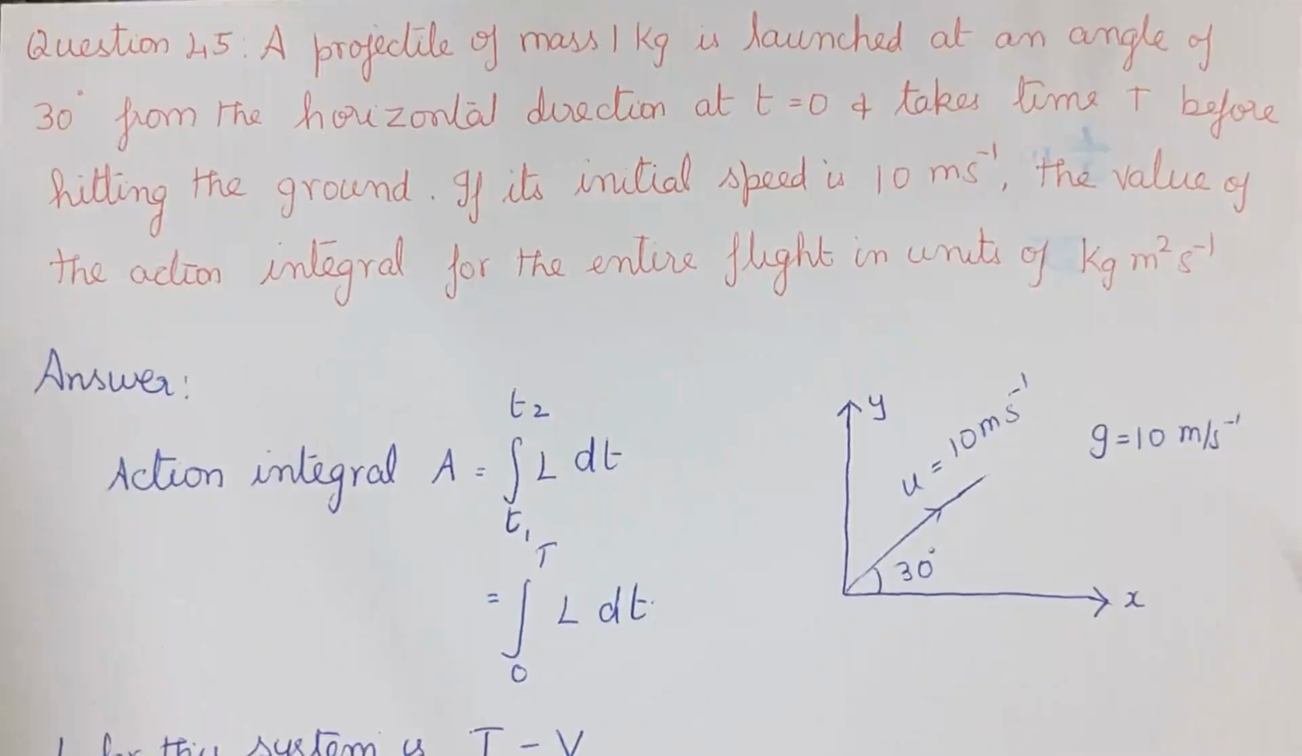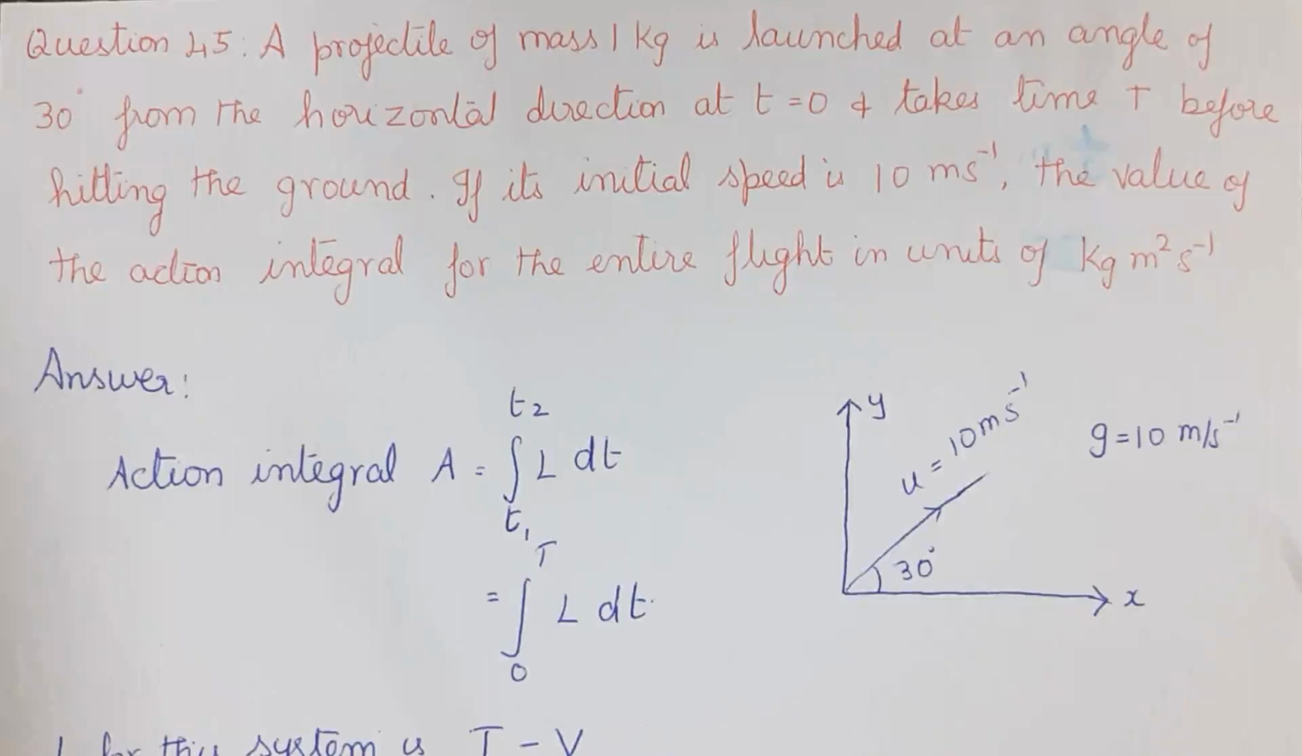A projectile of mass m1 kg is launched at an angle of 30 degrees from the horizontal direction at t is equal to 0 and takes time t before hitting the ground. If its initial speed is 10 meter per second, find the value of the action integral for the entire flight in the units of kg meter square second inverse.